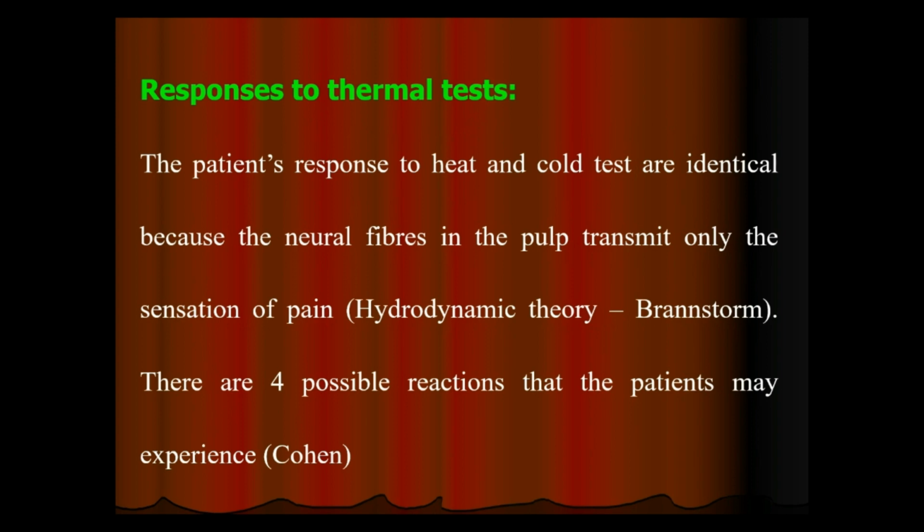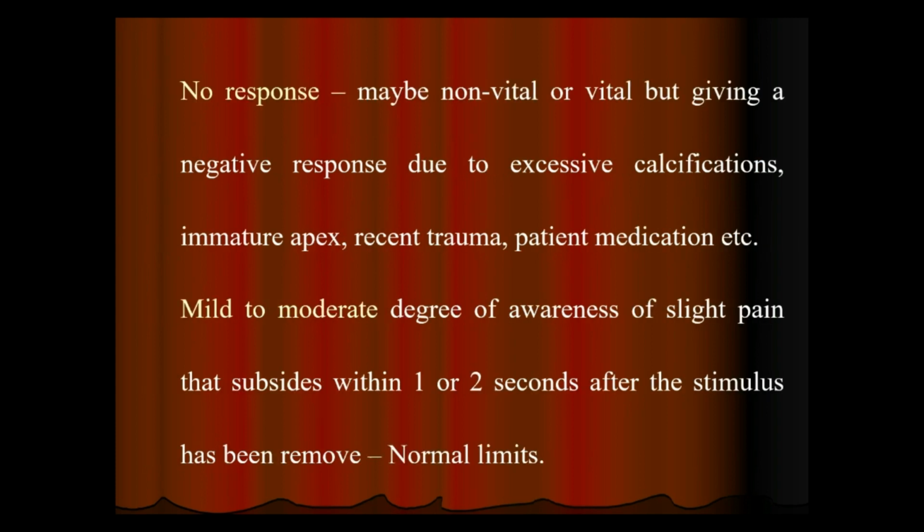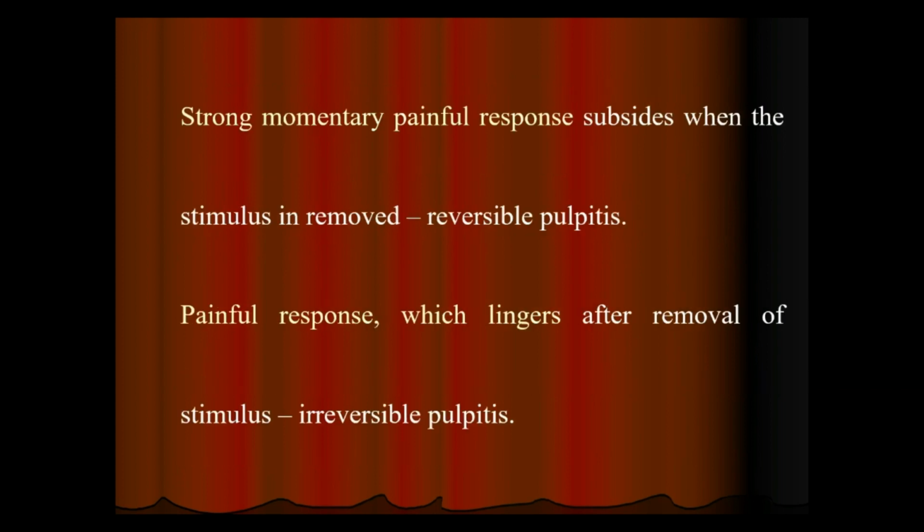Response to thermal test. The patient response to heat and cold test are identical because the neural fibers in the pulp transmit only the sensation of pain. There are 4 possible reactions that the patient may experience. No response, it shows the tooth may be non-vital or vital, but giving a negative response due to excessive calcification, immature apex, recent trauma, or patient medication. Mild to moderate response, it proves degree of awareness of slight pain that subsides within 1 or 2 seconds after the stimulus has been removed, that is normal limits.